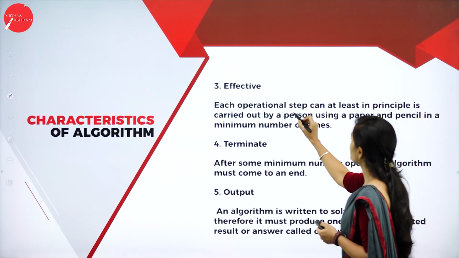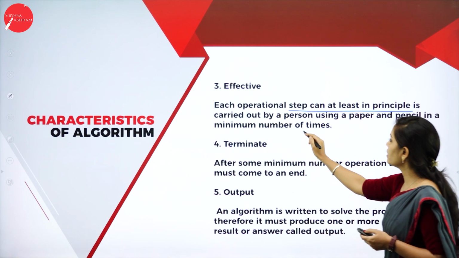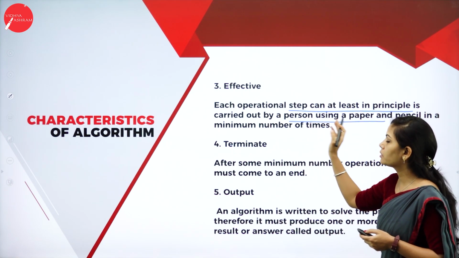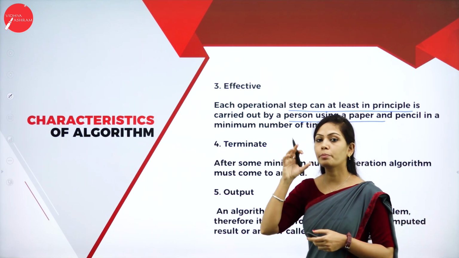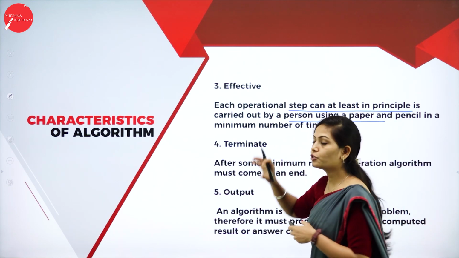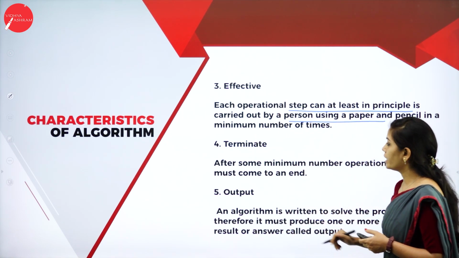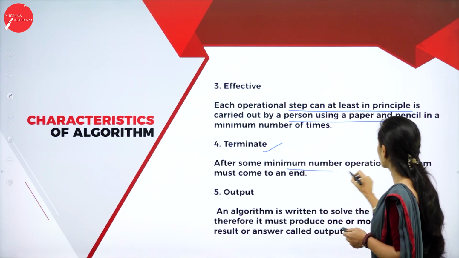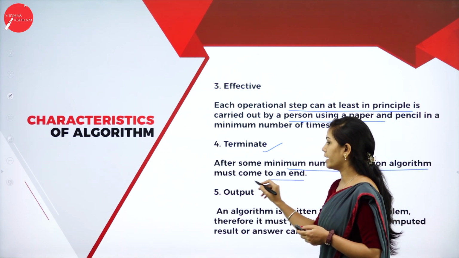Each operational step can, at least in principle, be carried out by a person using paper and pencil in a minimum number of times. So, in this step, each step has to be effective. We have to use the logic operation in effective. And next we have terminate. After some minimum number of operations, the algorithm must come to an end.